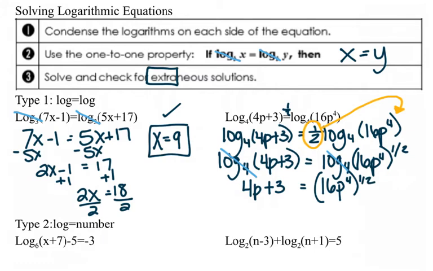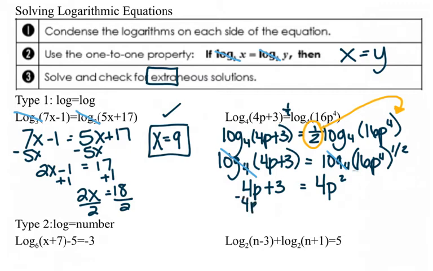Okay, and I'm going to go ahead and simplify that 16p to the 4th to the 1/2 power. So remember, everything is being taken to the 1/2 power. So 16 to the 1/2 power is 4. Type that in your calculator if you don't believe me. Remember, anytime you do a power to a power, you multiply. So 4 times 1/2 is 2, so p squared. So I'm just going to replace this with 4p squared.